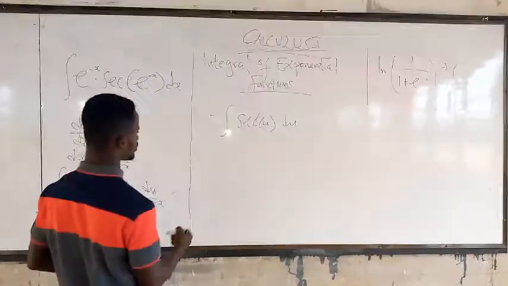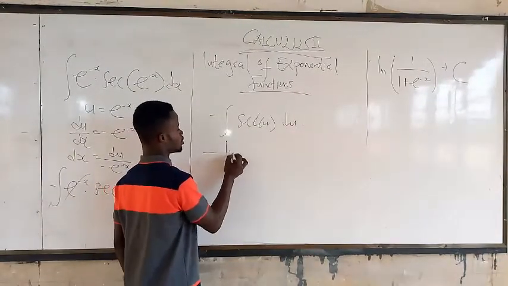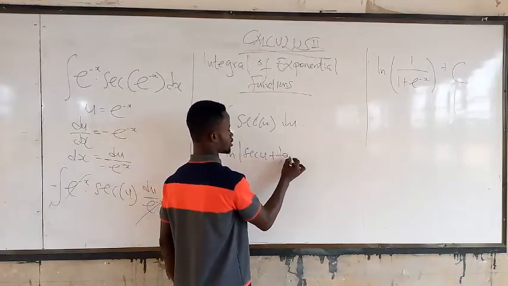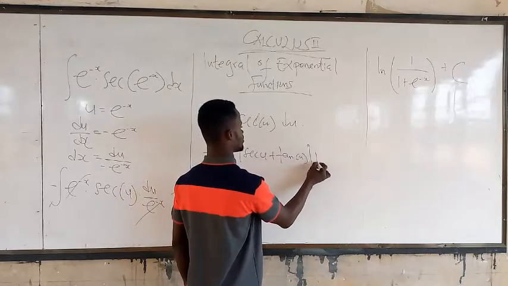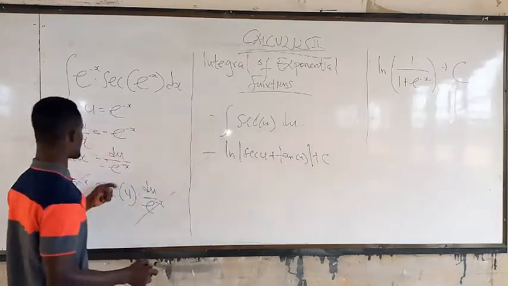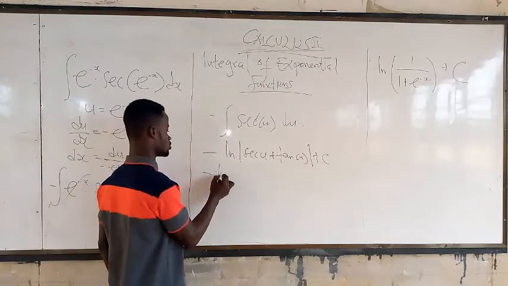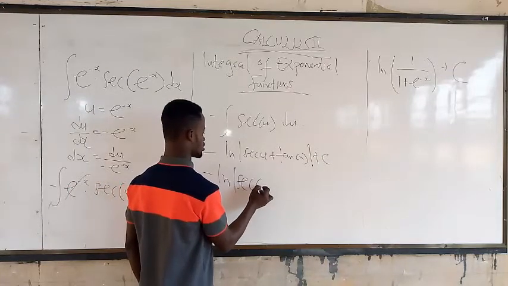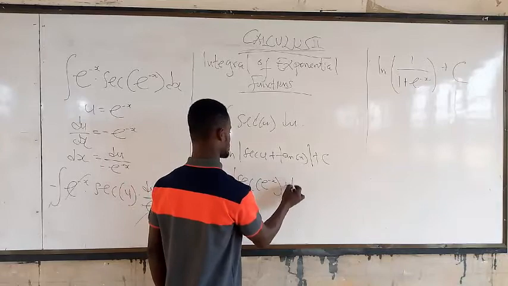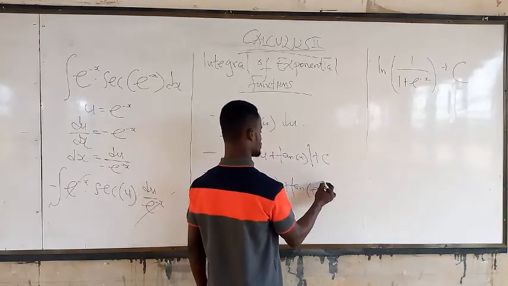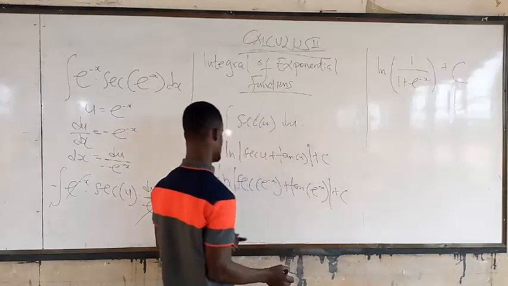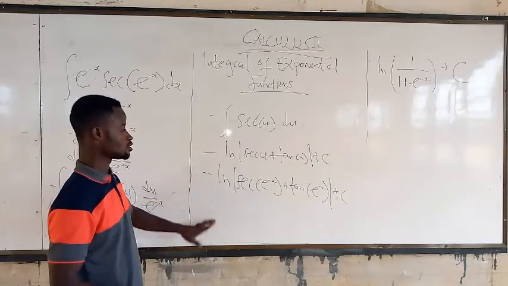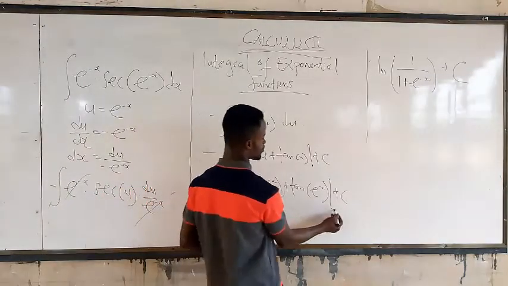Alright, so that is going to give you ln of sec u plus tan u plus c. But you know that u is e raised to power negative s. So sec of e raised to power negative s plus tan of e raised to power negative s plus c. So that's going to be your result. So with this, just leave it like that, okay, and go your way.